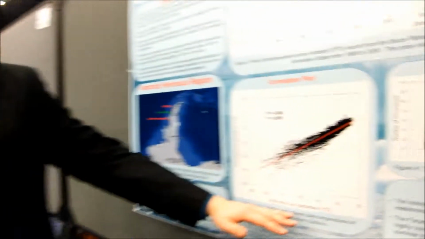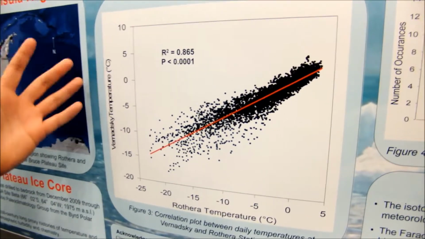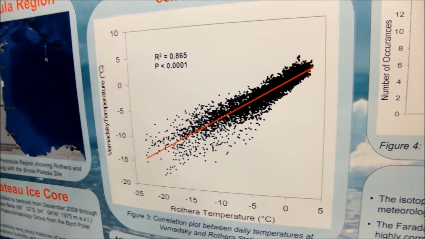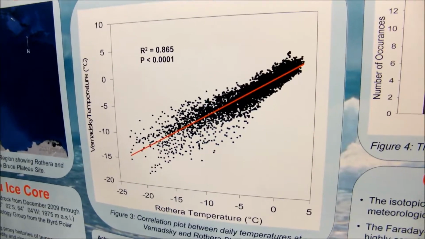And from here, I also looked at the correlation between the two stations to see how well they recorded the conditions in the area. It turns out that the two stations are very well correlated, as we can see in this graph right here. Rothera is on one side, and the Vernadsky station temperature is on the other side. As you can see, the R-squared value is very high, 0.865. The correlation coefficient, I believe, is about 0.93. So they are very well correlated, which is why we only have one temperature plot on the graph, because the other one showed pretty much the same thing.